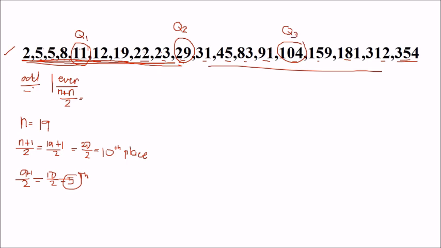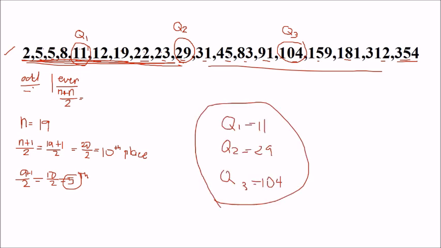So, class, nakuha na nato ang Q1, Q2, ug Q3. Okay, class, so this is now our first quartile, second quartile, and third quartile. So, first quartile is 11, second quartile is 29, and the third quartile is 104. So, we're going to use this data in making the box and whiskers plot.